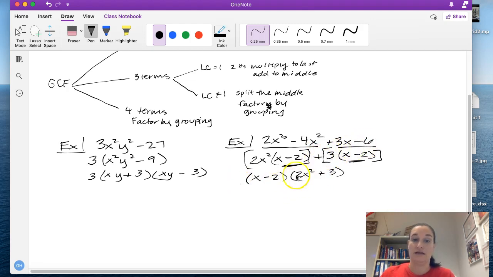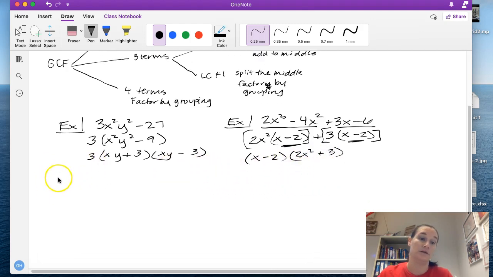All right, so that's as far as we can go. If this were a difference of squares, we could factor it further. So it is possible to keep going with these 4-term ones, but that's good enough.